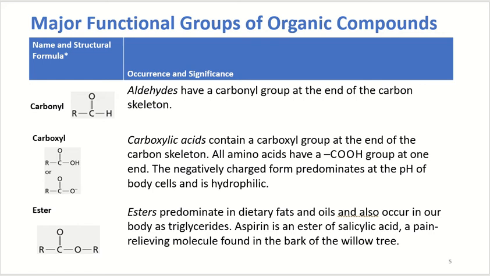Once we talk about amino acids, the building blocks for proteins, all amino acids are going to have this carboxyl group at one end of the amino acid. The negatively charged form is going to be predominant at physiological pH. And this is also going to be a hydrophilic kind of molecule.